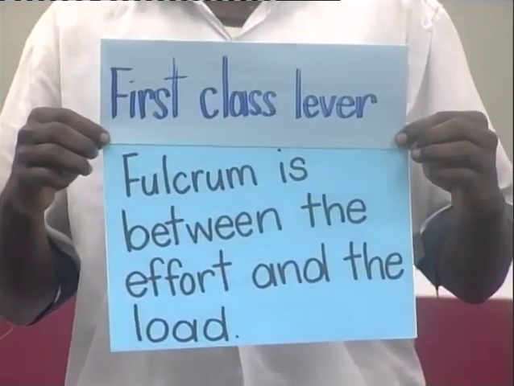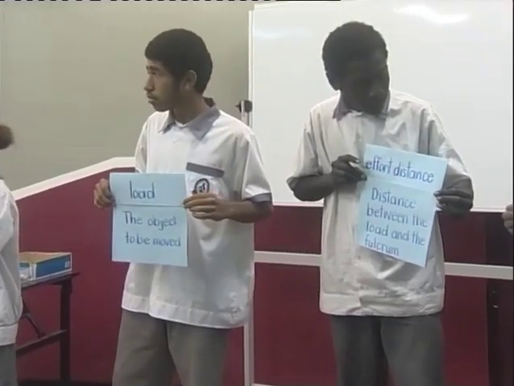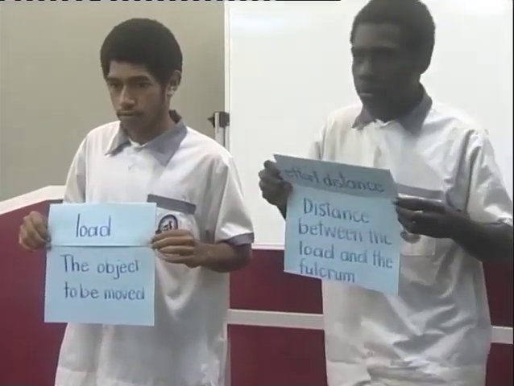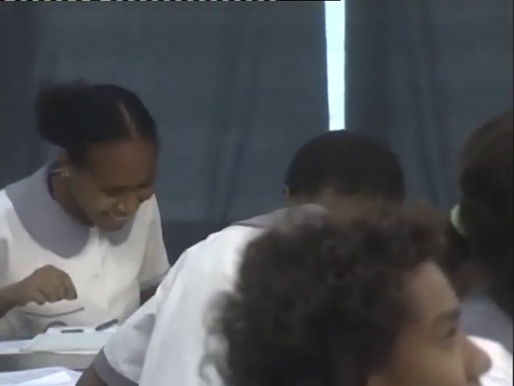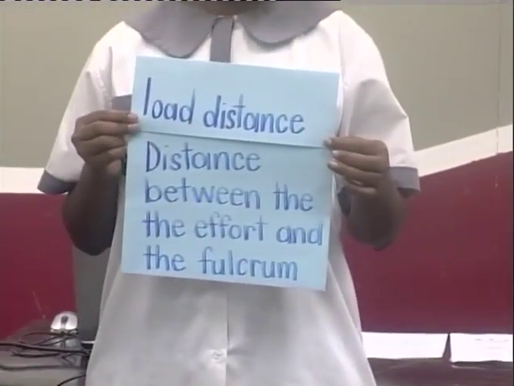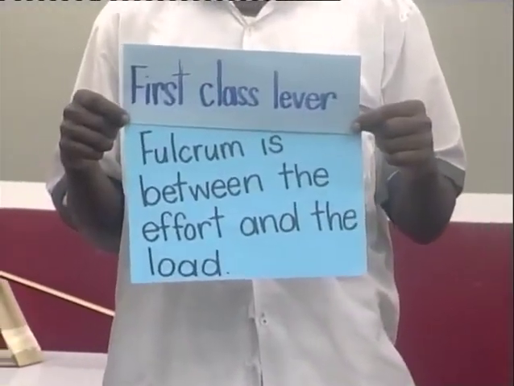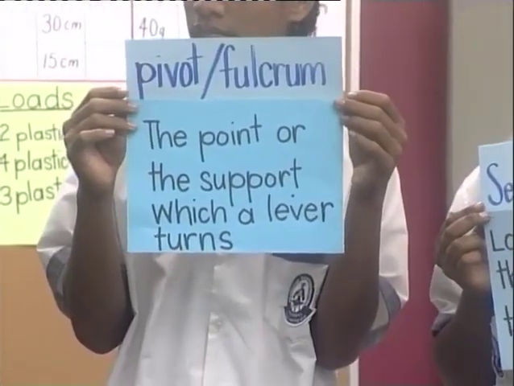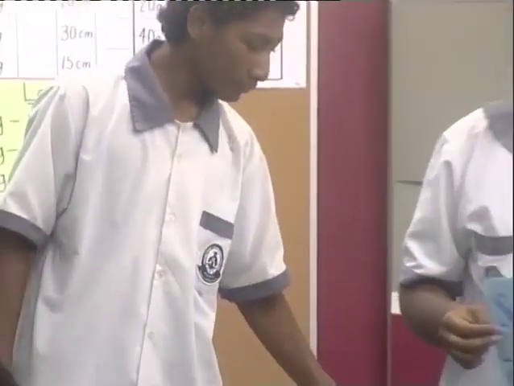Okay, let's see. Looking at all the definitions with their words, do you think they are all correct? I think it's all correct. So correct: effort in a lever, effort distance, load, third class lever, load distance, first class lever, second class lever, pivot or fulcrum. Thanks very much. I'd like you to put them back and go and sit down.